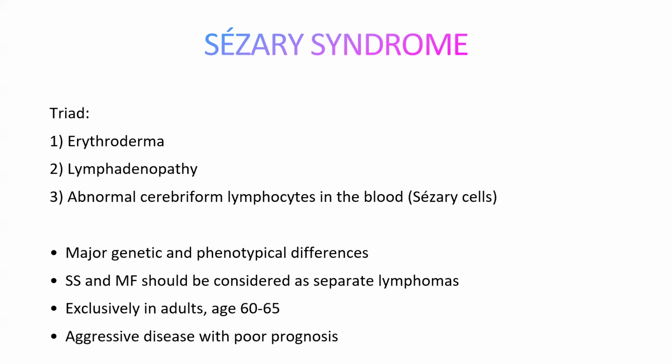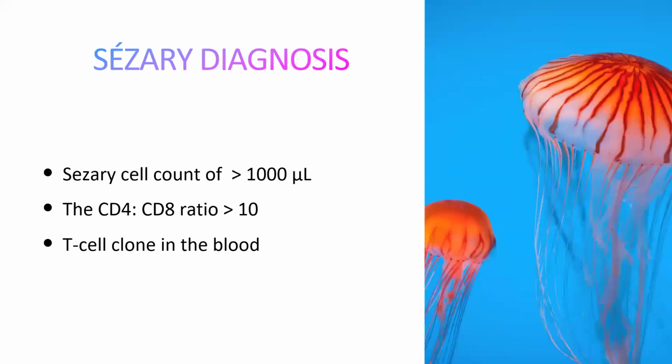Sezary syndrome presents exclusively in adults, usually around the age of 60 to 65, and it's an aggressive disease with a poor prognosis. Criteria for the diagnosis of Sezary syndrome include having a Sezary cell count of over 1,000 per microliter. The CD4 to CD8 ratio must be raised above 10, and there should be a demonstration of a T cell clone in the blood.